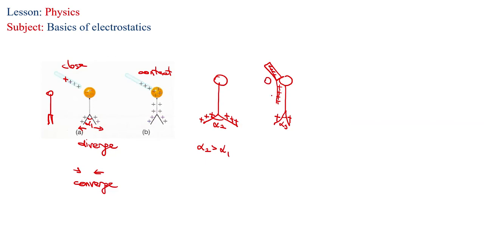Now they become neutral, and now I have the excess of 2 charges here, and since I have 2 leaves here from both sides, I have 1 charge from both sides, so the alpha 3 now becomes smaller, of course, and alpha 3 is smaller than alpha 1. Okay, that's related to an electroscope.